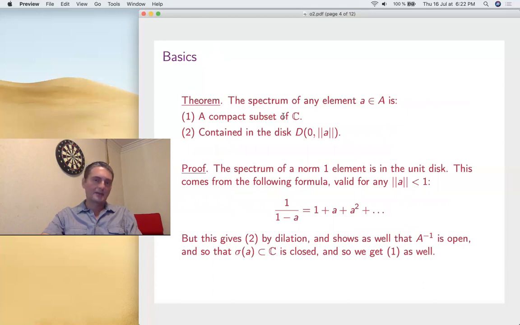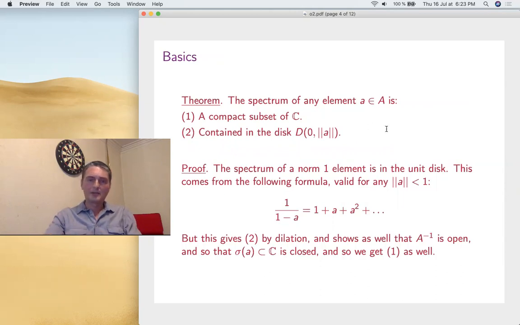The first thing that you can say is that it's a compact subset of C, contained in the disk centered at 0 of radius norm of A. Why is this true? First of all, my first claim is that the spectrum of a norm 1 element is in the unit disk. Why? If you just use this formula, you can invert 1 minus A with a series, and you're done. Now by dilation, of course, this will give you item 2, the disk. It also proves that the invertibles are open.